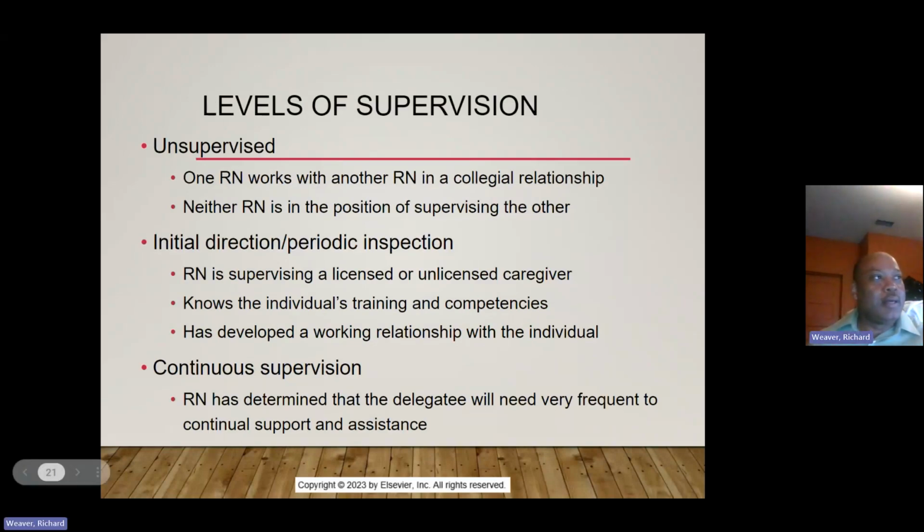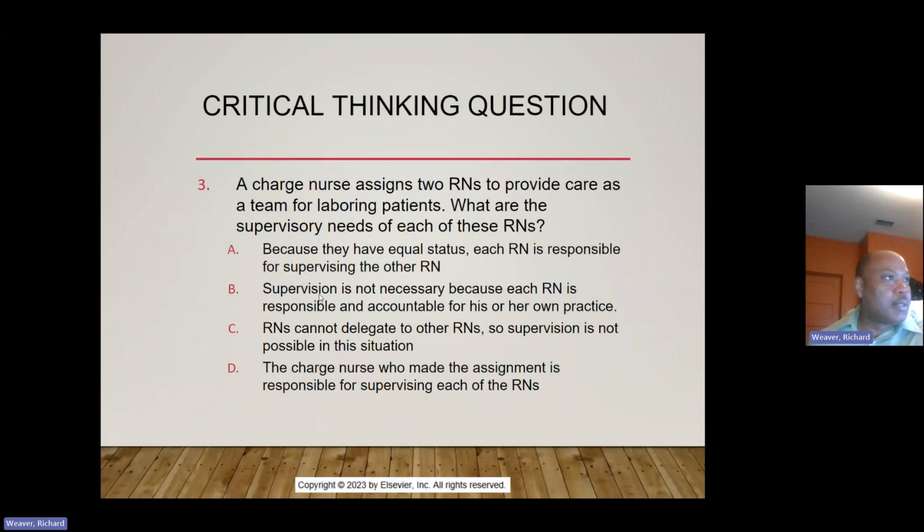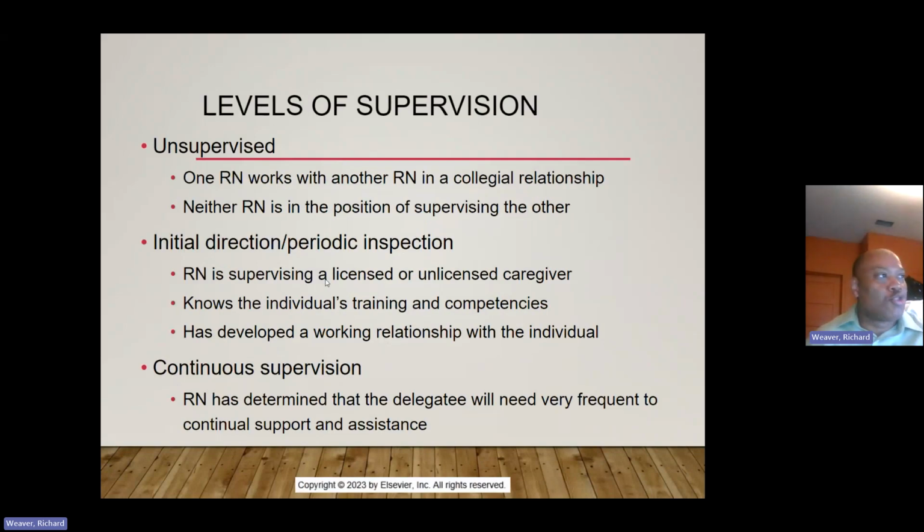Let's talk about the levels of supervision. There are a few levels. There is the unsupervised supervision. There's also initial direction and periodic inspection. And the third one is continuous supervision.